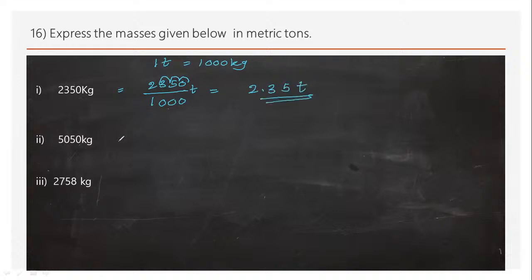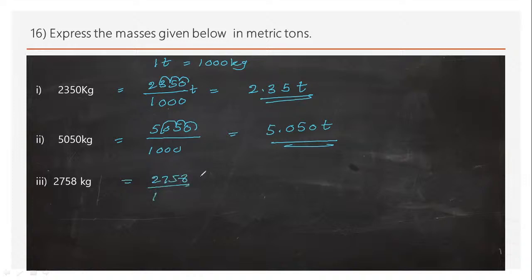Now look at this one. This one also you can divide by 1000. 5050 divided by 1000. 1, 2, 3. 3 places back. 5.050 tons. Even this one also, 2758 divided by 1000. Then you can write here 1, 2, 3. 2.758 tons.